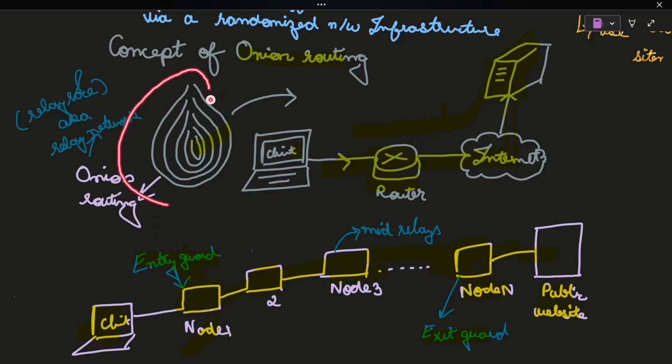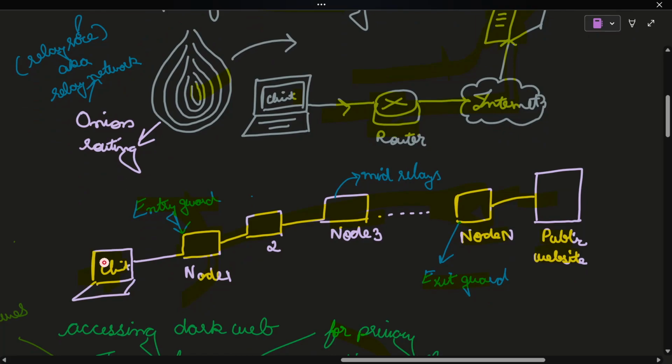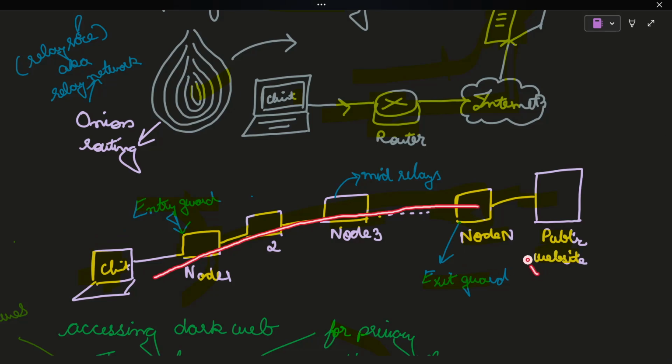So why this onion? Because as you can see in this lower diagram, this is your client and these are all your nodes. And this is a public website. For example, let's say you're just browsing Netflix, but you want to do things differently. You want to stream Netflix, but with some Tor client, or you want to do something related to the dark web.